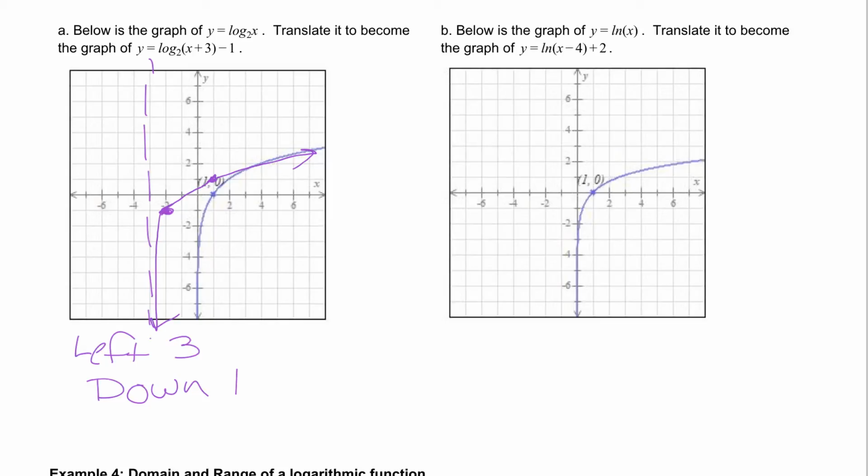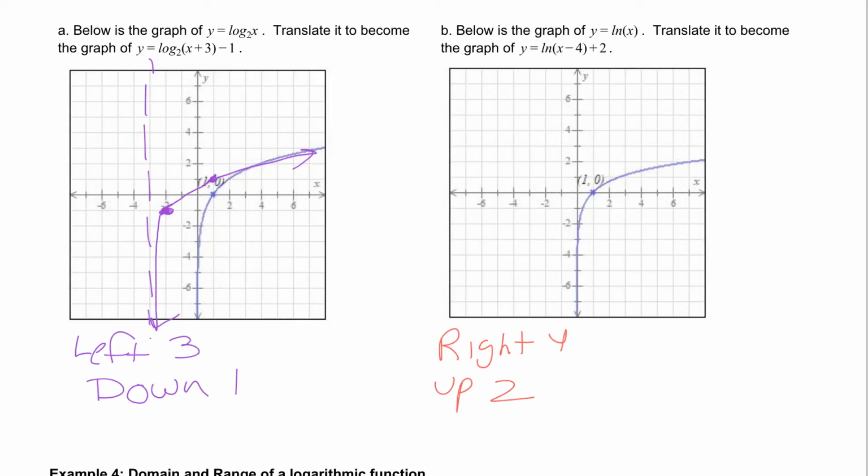Now let's take a look at letter B. We have the graph of y equals natural log of x. Remember, this ln means we have a base of e. And we want to translate it to become the natural log of x minus 4 and then plus 2. The minus 4 on the inside here, inside our function, tells us that we're going to go to the right by 4. And the 2 on the outside, this plus 2, tells us to go up 2.